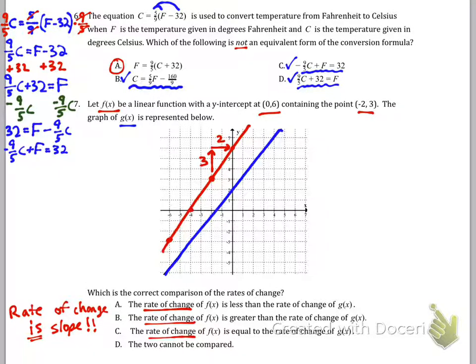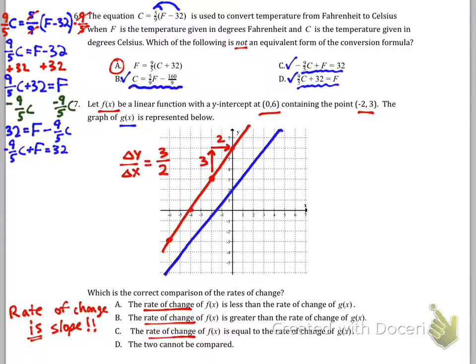I can use that slope to find the rest of the points, and before I actually figure out the slope of each of them, notice I can make a pretty educated guess out of which one is steeper, in other words, which one has the greater rate of change. It looks like red is a little bit steeper, and so my hunch is that B is the correct answer, that the rate of change of f of x, the red, is greater than the rate of change of g of x, the blue. But let's check and make sure.